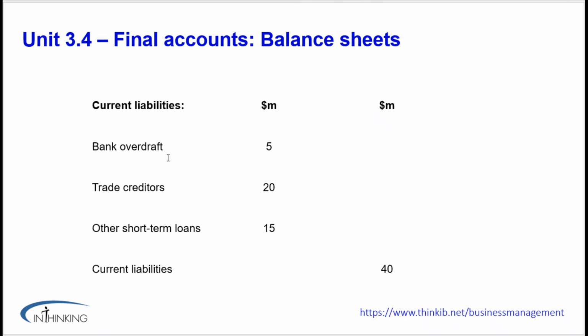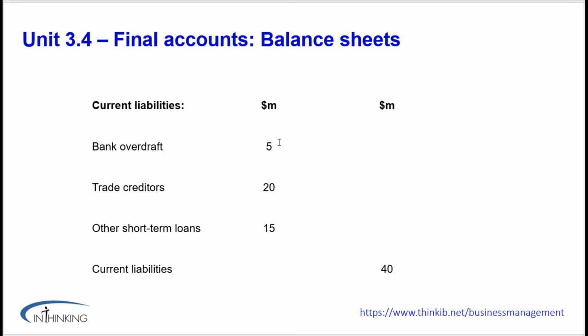Then comes the firm's liabilities. This is money that the business owes for the debt it has accrued. One category of liabilities is current liabilities. These are due within 12 months of the balance sheet date.